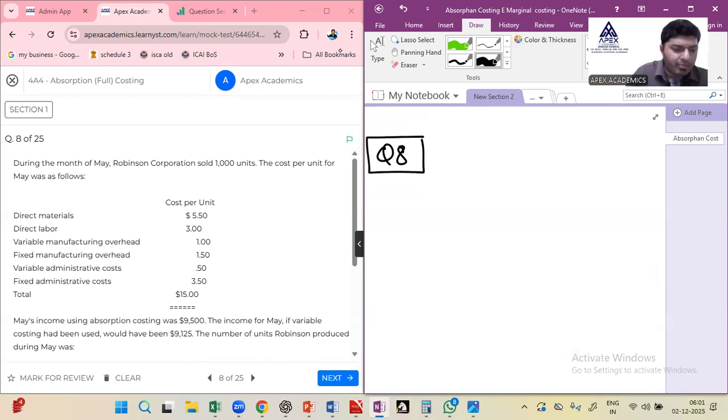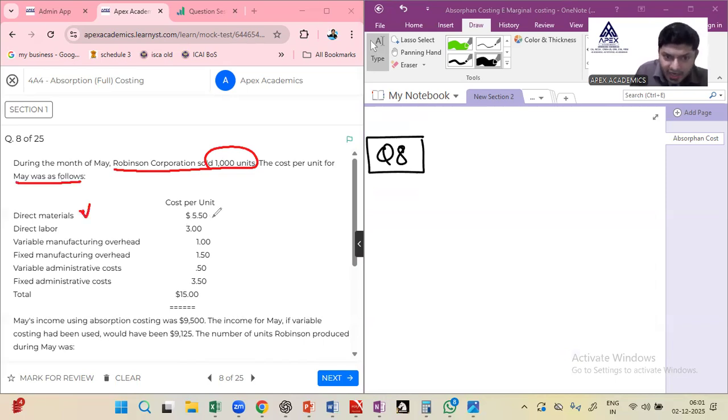During the month of May, Robinson Corporation has a sales of 1,000 units. The cost per unit for May has been given to you as follows. Direct material variable 5.5 per unit. Direct labor variable 3 per unit. Variable manufacturing overhead variable 1 per unit. Fixed manufacturing overhead 1.5 per unit.